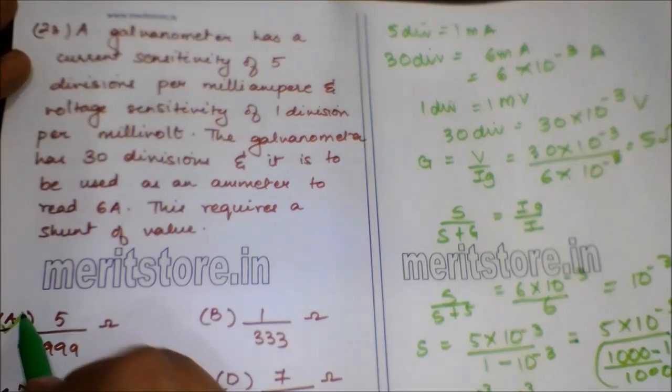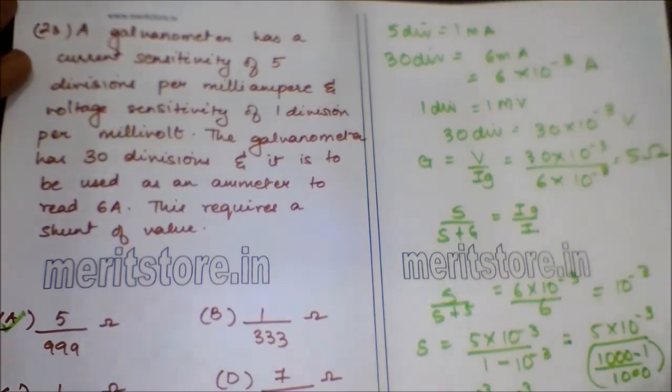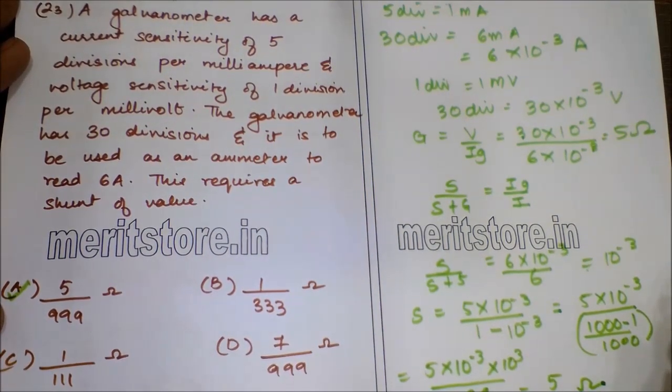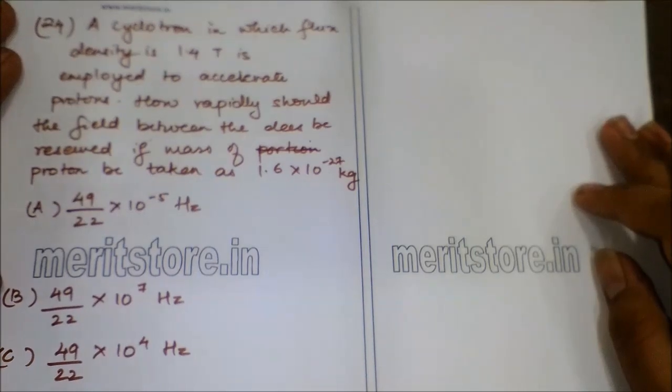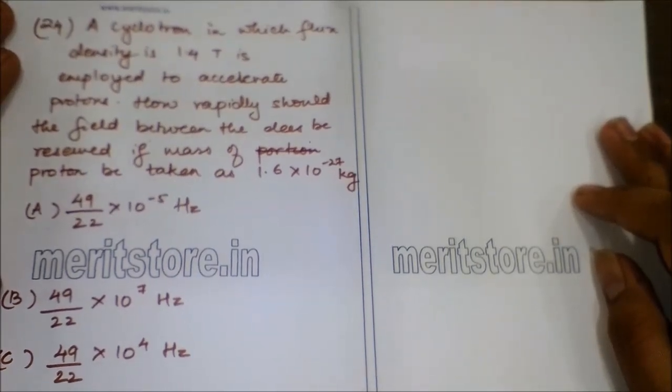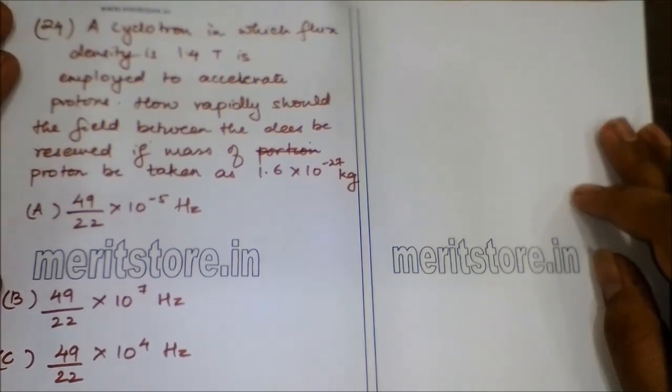So option A, 5 upon 999 ohm, is the correct answer. Question number 24. A cyclotron in which flux density is 1.4 Tesla is employed to accelerate protons. How rapidly should the field between the Ds be reversed if the mass of proton be taken as 1.6 into 10 raised to minus 27 kg?